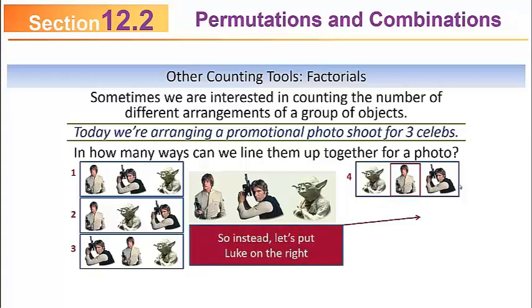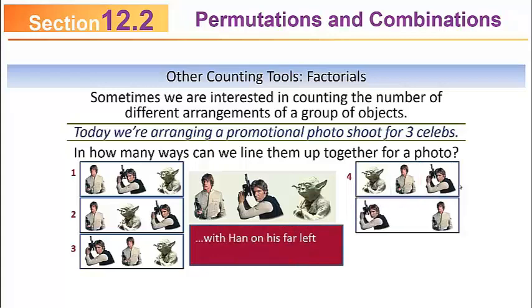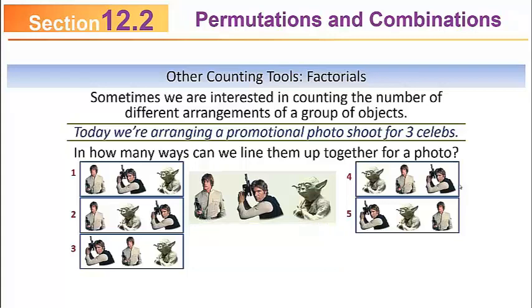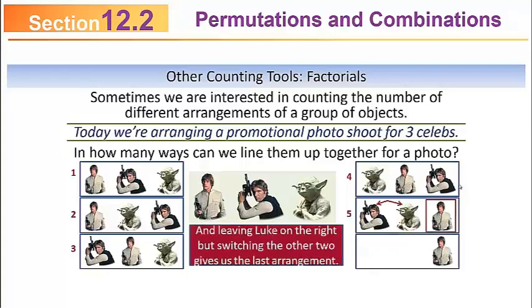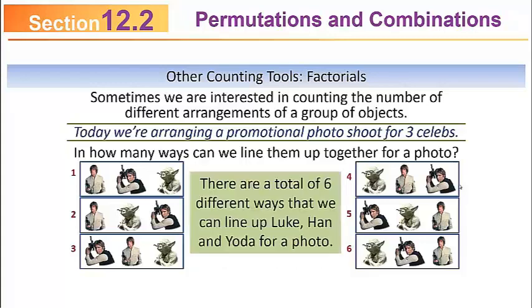So let's move Luke over to the far right. Now let's put Han first, Yoda second, leaving Luke in the third position. The only other thing I can do is switch Han and Yoda. And that's a 6th way to do this. And as you can see, I've put Luke in every possible position, and then I've switched the other 2 around Luke. So there's no other way to do it, and the answer would be 6.